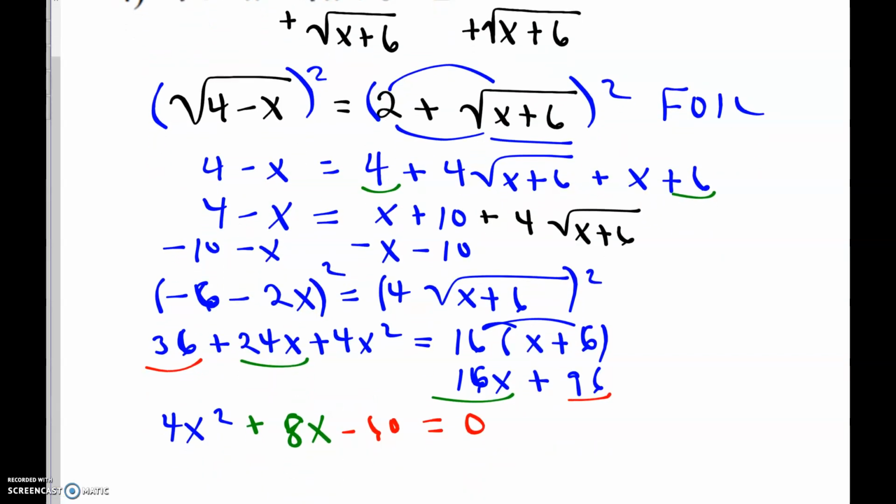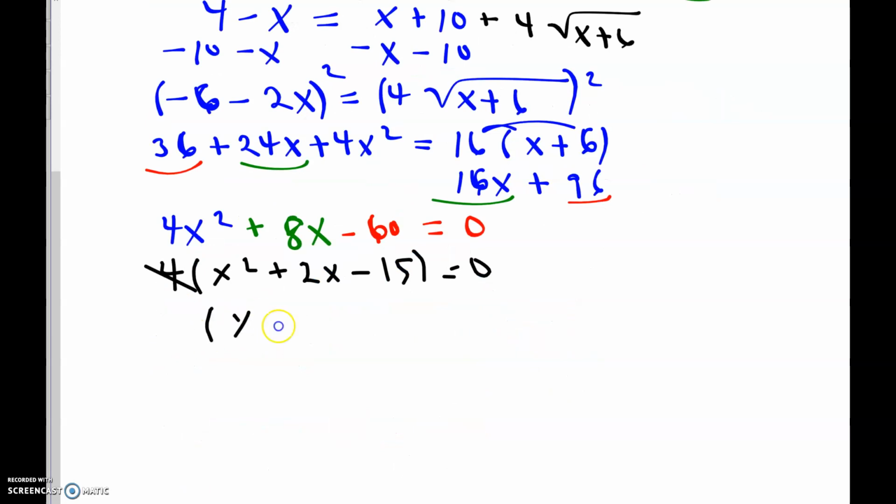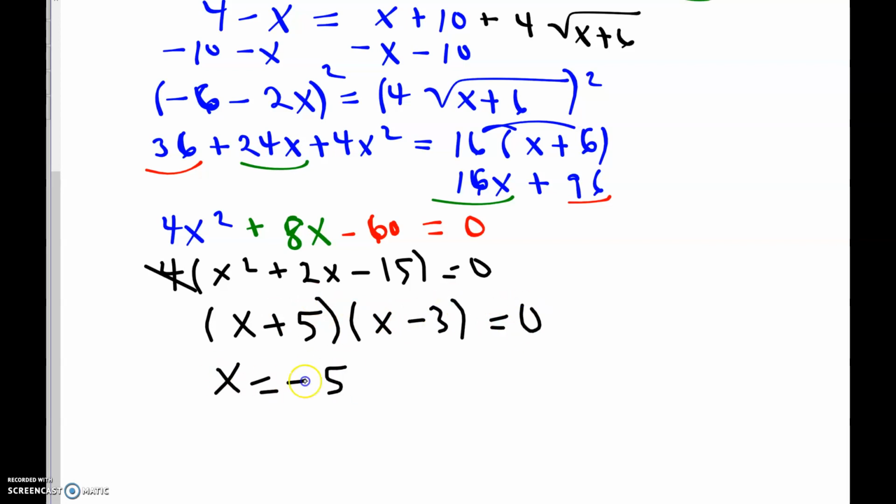What is nice about this quadratic? We can factor out a 4. Four can't equal 0, so we get rid of them. Factor x plus 5. So x equals -5, x equals 3.